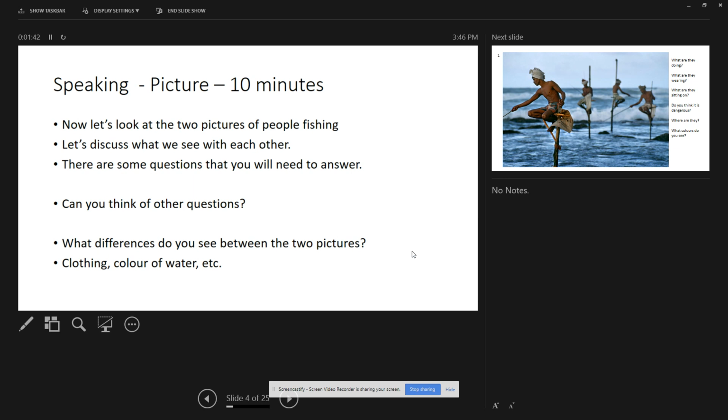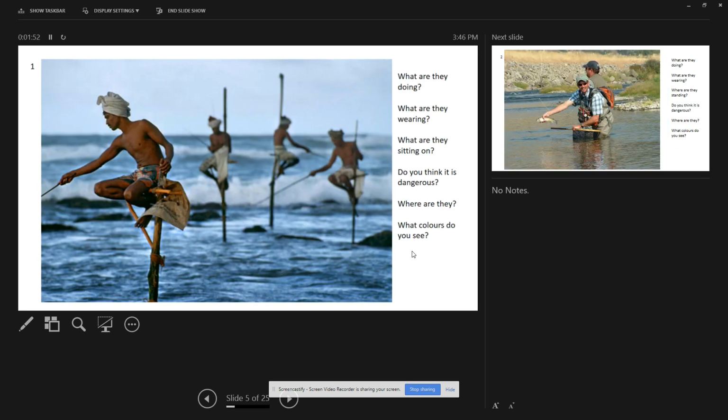And you can ask them, what other questions? And then what are the differences between the 2 pictures after you've talked about both, such as the clothing that people are wearing, what color the water is. So let's have a look at the first picture. These are people obviously sitting on sticks trying to fish somewhere, it looks like in Sri Lanka or somewhere like that. So the first question is, what are they doing?